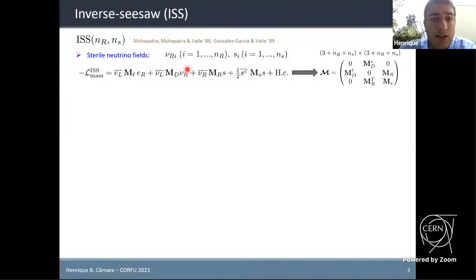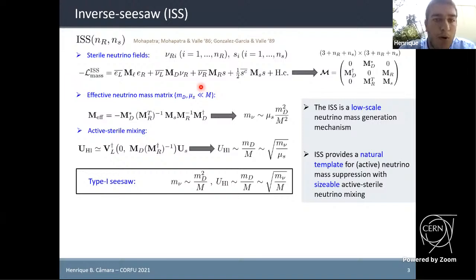The first one is the Dirac type neutrino mass matrix M_D. The second one is M_R, which will have the typical scale of the heavy sterile neutrino masses. And the last one is a Majorana mass term for the sterile singlets S, and therefore it's a lepton number violating parameter that can be naturally small in the 't Hooft sense. This will lead to the full neutrino mass matrix M, which has the following pattern for the inverse seesaw case shown here.